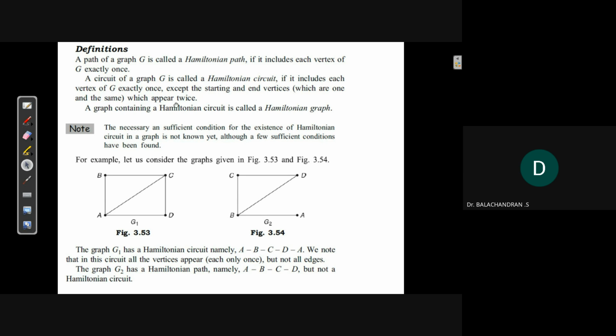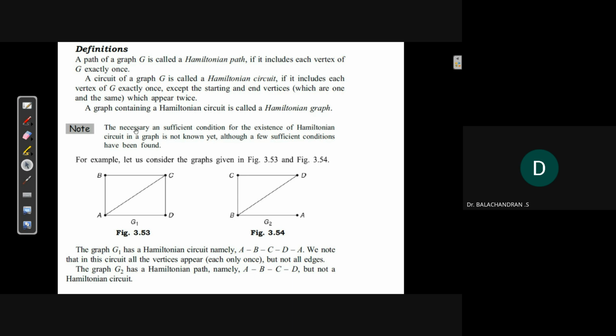Because the starting and the end vertex are same, that appears twice. But here, Hamiltonian path means the starting and the ending vertex are different. Okay, that's why they don't tell about the starting and the end vertices here. So it includes each vertex of G exactly once. Okay. Next, a graph containing a Hamiltonian circuit is called a Hamiltonian graph. That's all. So if you want to say a graph is Hamiltonian graph, it should contain what? Hamiltonian circuit or Hamiltonian cycle.